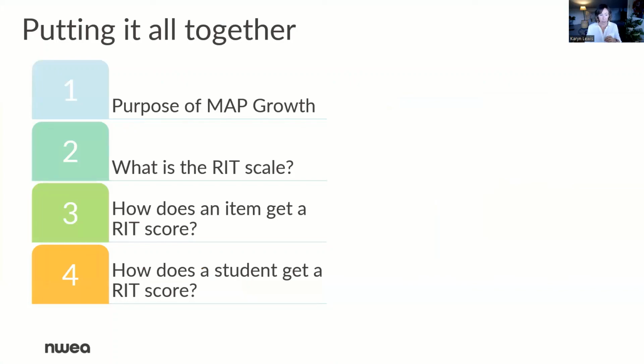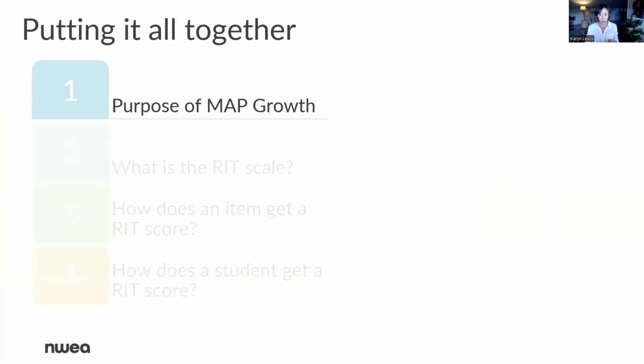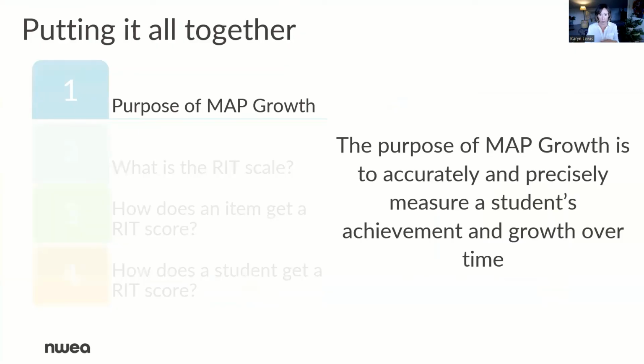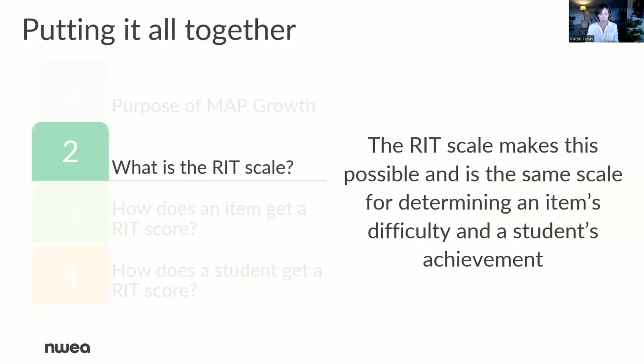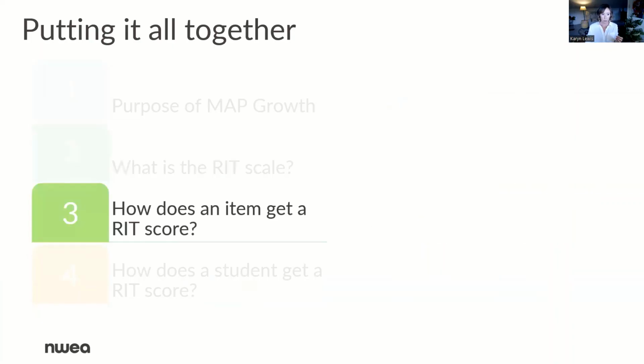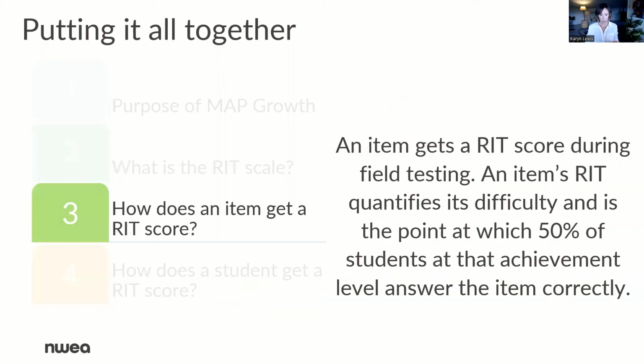Now, let's zoom back out. These are the 4 topics we talked about in this presentation. Let's tie it all together. First, we talked about the purpose of MAP Growth and how the MAP Growth assessment is designed to accurately and precisely measure a student's achievement and growth over time, which is made possible by the RIT scale. The RIT scale is the same scale for determining an item's difficulty and a student's achievement level. Items get RIT scores during the field test process, and an item's RIT quantifies the point at which 50% of students at that achievement level answer the item correctly.